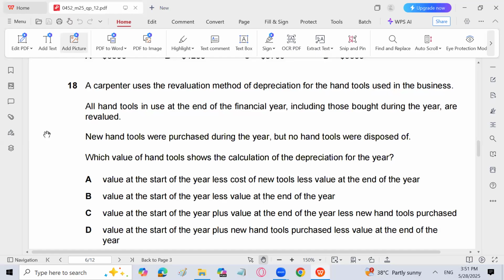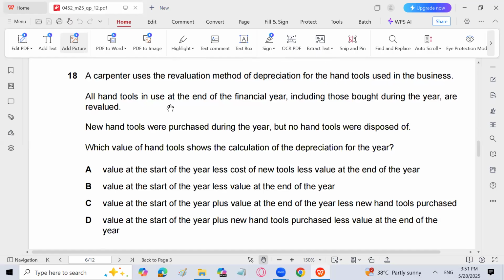A company uses the revaluation method of depreciation for the hand tools used in the business. All hand tools in use at the end of the financial year, including those bought during the year, are revalued. New hand tools were purchased during the year, but no hand tools were disposed of. What is the value of hand tools shown in the calculation of the depreciation for the year?